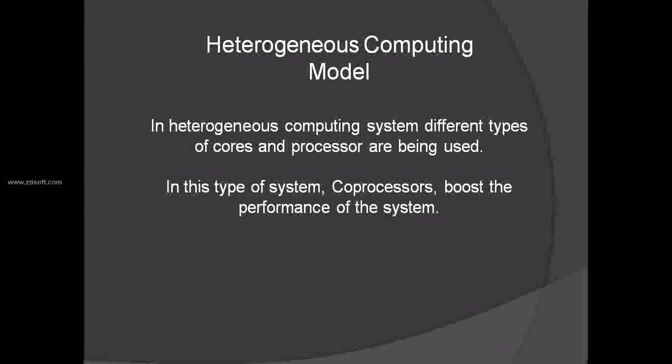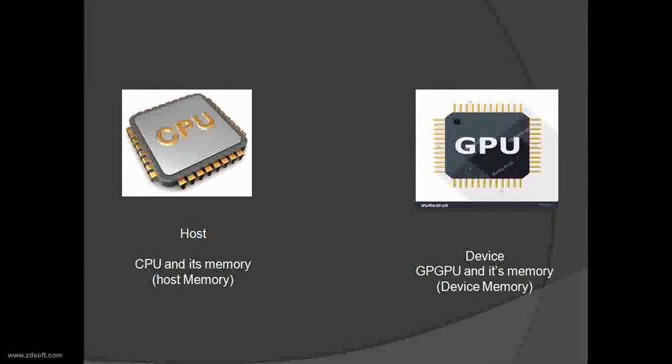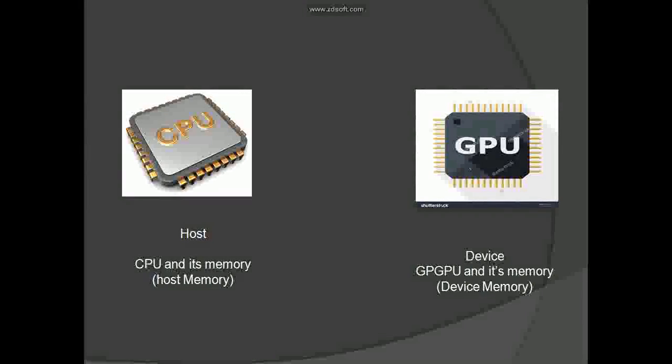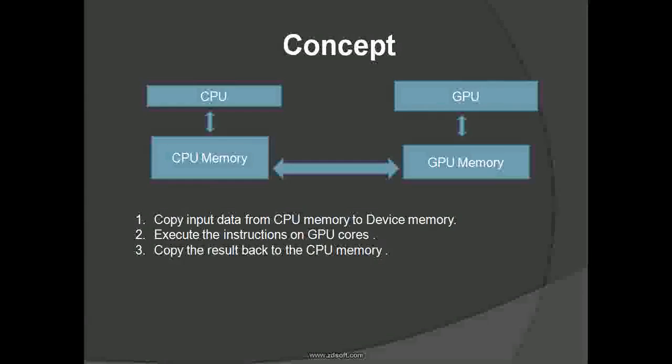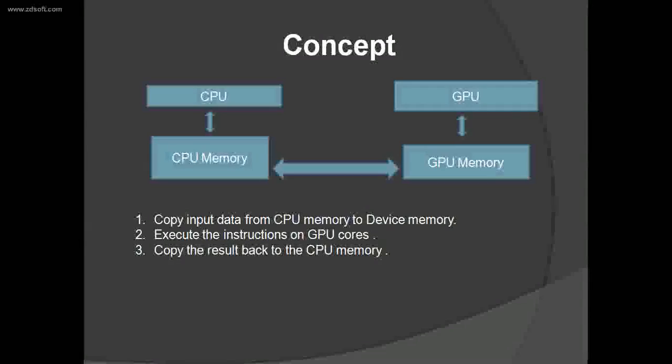Heterogeneous system with respect to CUDA C. CPU is called the host and its memory is called host memory. GPU is called the device and its memory is called device memory. Okay, so let's see how this model works. What is the concept behind this model? When the user gives the code to the CPU for execution, input data is copied to the device memory. Then the computational code is divided into many threads and executed on GPU cores in parallel, and the result is copied to the host memory.